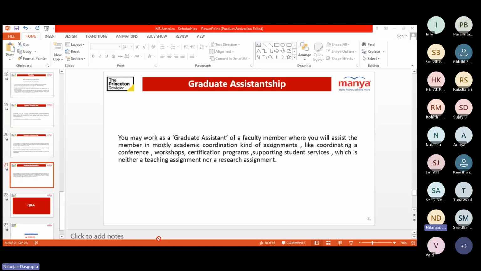No, high school teachers, no. Please do not take your LORs from high school teachers. Anyone who has taught you a major subject, the designation is not important. You don't have to take it from your principal. Someone who has taught you a major subject, or someone who has supervised you for a project or an internship, can be your recommender.